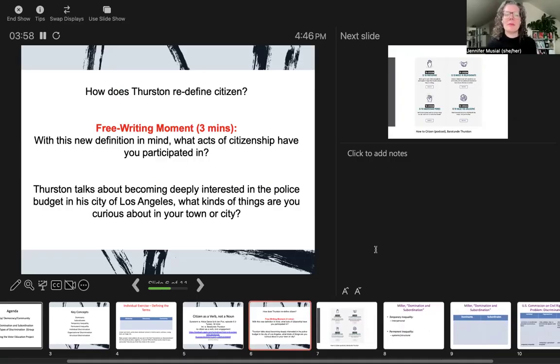Now, he talks about becoming deeply interested in the police budget in his city where he lives in Los Angeles. What kinds of things are you curious about in your town, in your city? So you're thinking about these two things. What kinds of acts of citizening have you participated in? And what kinds of things are you curious about in your town or city? Go ahead and pause this video, write down some notes, and then come back when you're done. I'm going to move forward, hoping that you took the opportunity to reflect on some of these questions.